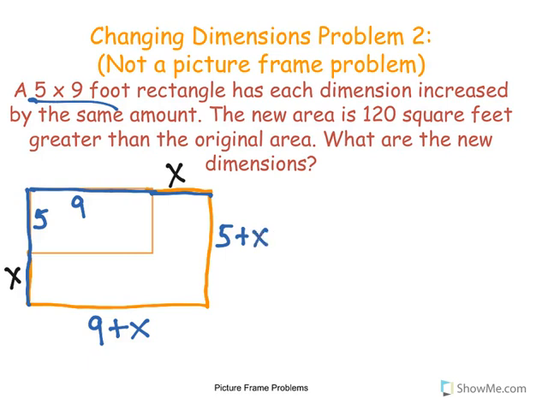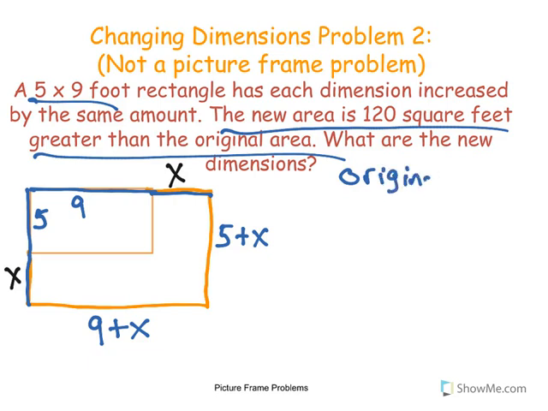Now let's see what they tell us, right? If they told us what the outside area is, we'd say, well, that's easy. x plus 5 times x plus 9 is equal to whatever the area is. But they tell us that the new area is 120 greater than the original. All right, so now we've got to find, well, not that this is too difficult, let's find the original first. So the original area is just 9 times 5. That's going to be 45, and I'm not going to label the units until I'm done, but it's 45 square feet.